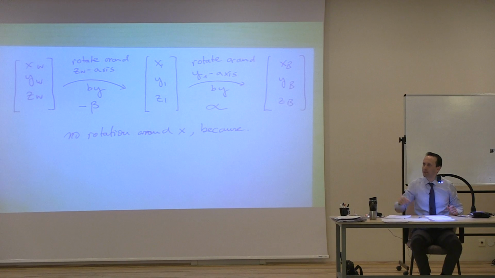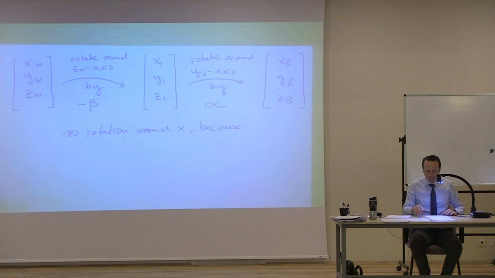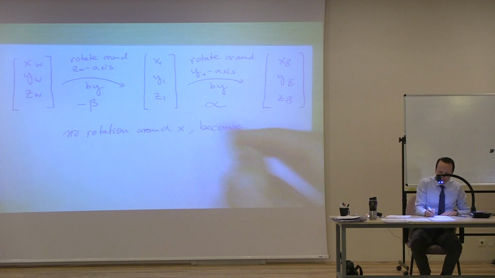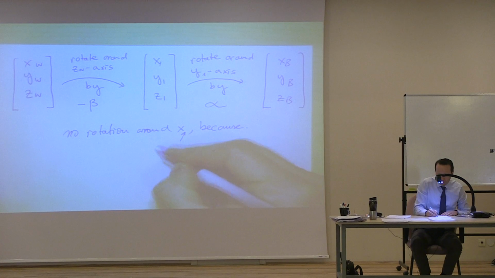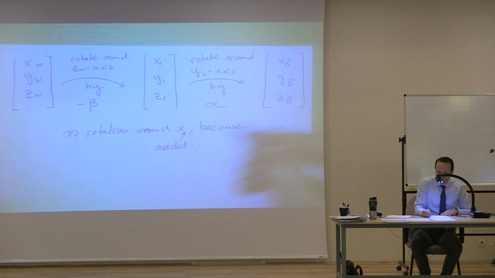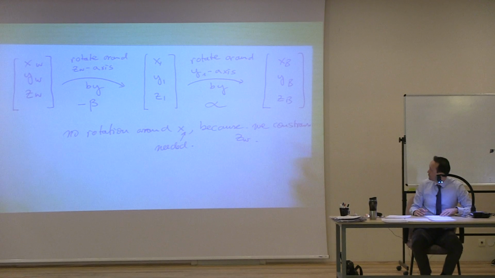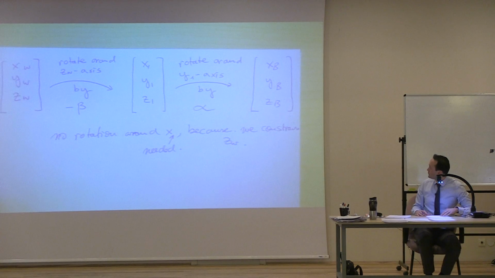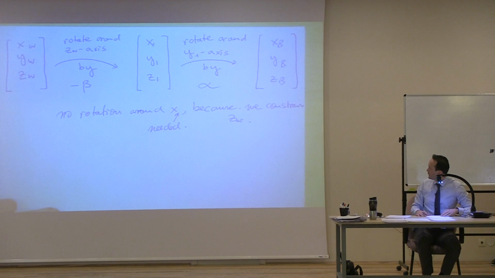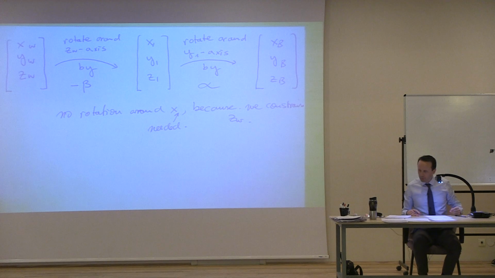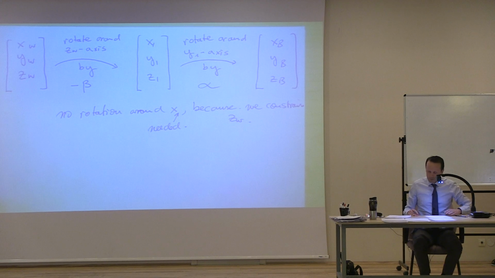I will show you also in examples now that in 2 coordinate rotations you'll be done. So no rotation in X needed. I mean, typically you would need it, but in this case you don't need it because we constrain ZW. Okay? Because ZW is constrained, you don't need the 3rd rotation.